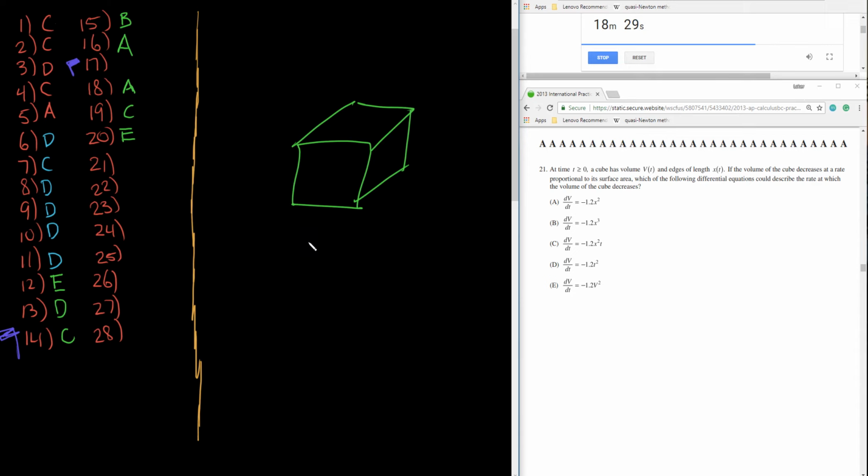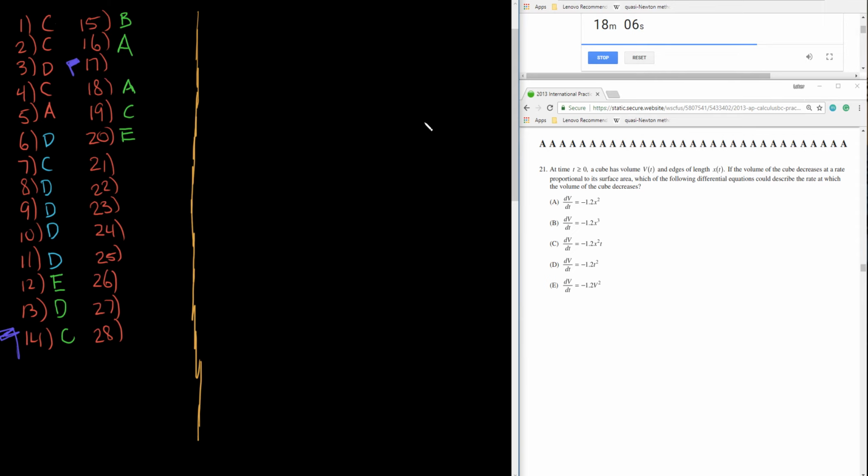So if it decreases at a rate proportional to its surface area, it's going to be answer A, because decreases means negative, proportional means some constant, and then surface area, x squared. Because if this is x, you have this face with area x squared. And it doesn't matter that you have lots of faces, because it just has to be proportional. All right, great. So got that?